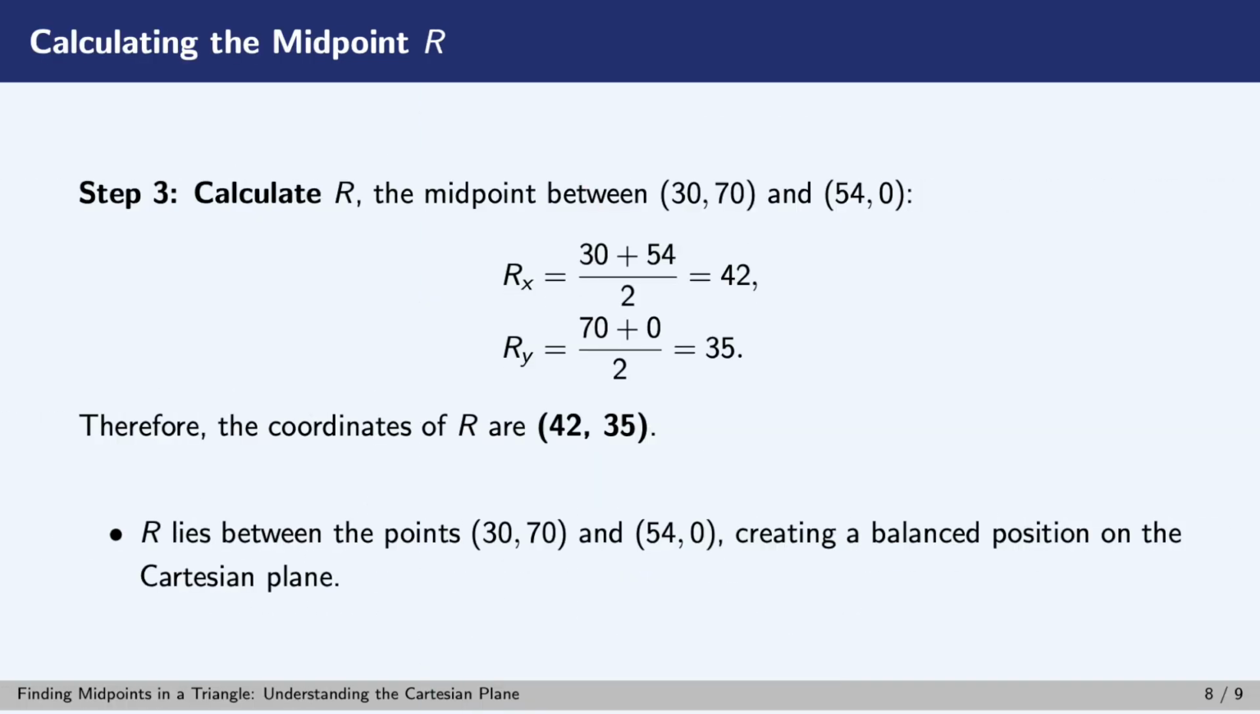Now let's find point R, which is between the points 30, 70 and 54, 0. For the x-coordinate of point R, we add 30 and 54, which gives 84, then divide by 2, which gives us 42. For the y-coordinate of point R, we add 70 and 0, giving 70, then divide by 2, giving 35. So point R is at 42, 35. Perfect, we've now calculated the midpoint of each side of our triangle. Let's summarize these results on the next slide.